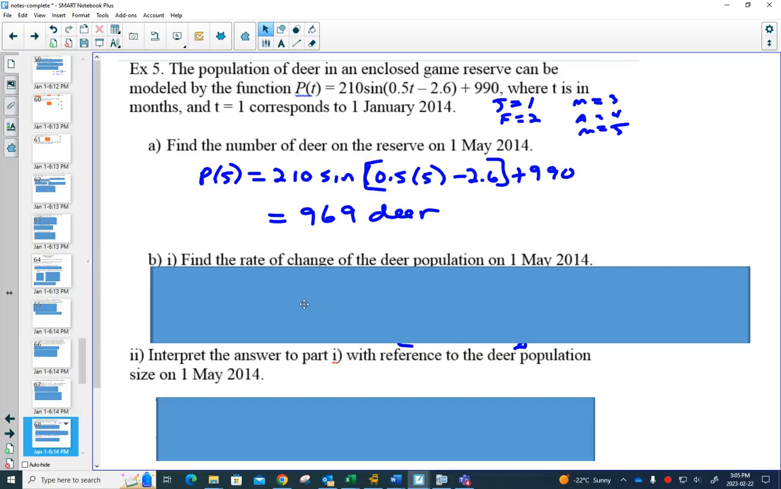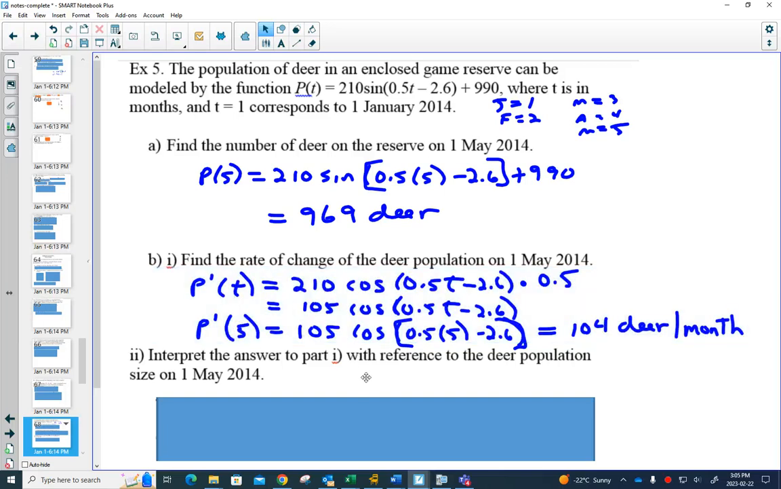Part B is asking for a rate of change. There you'd have to find your derivative. Again, you'd have a chain rule here. The derivative of the inside function is just 0.5. Plug in 5. And the rate of change is 104 deer per month.